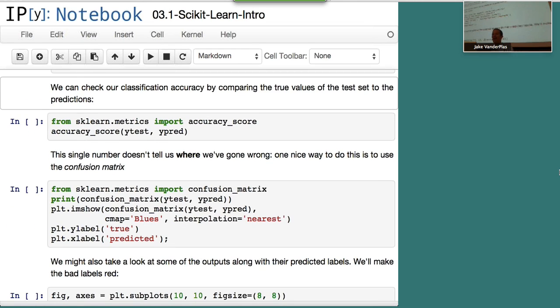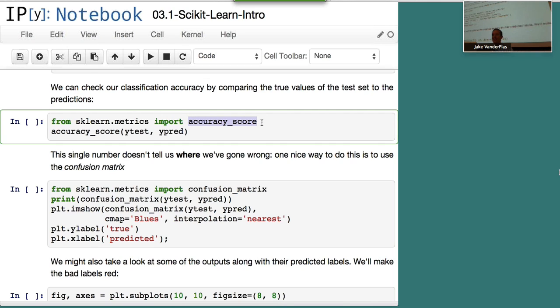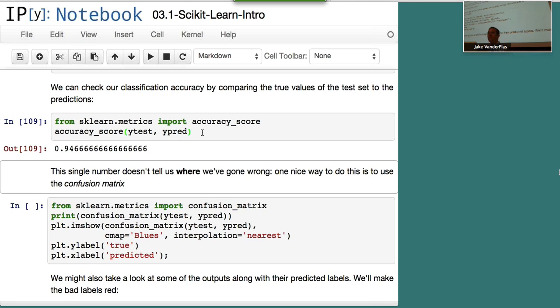And just to see how accurate we are, there's this nice accuracy score metric that takes the true values and the predicted values. And we can see that we're just less than 95% accurate. So that means that 19 out of 20 of these values have been correctly predicted by our model. That's kind of nice.